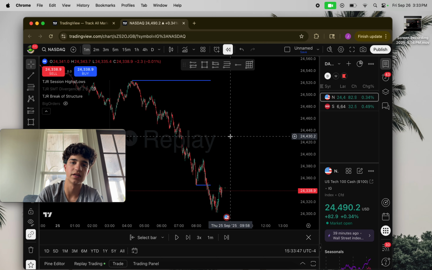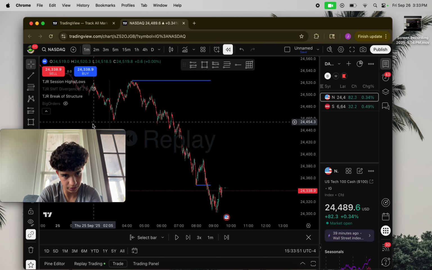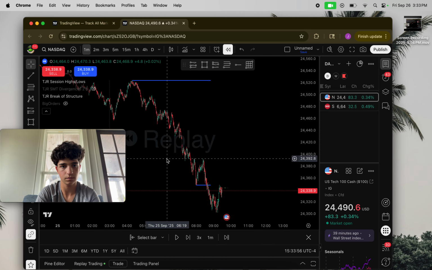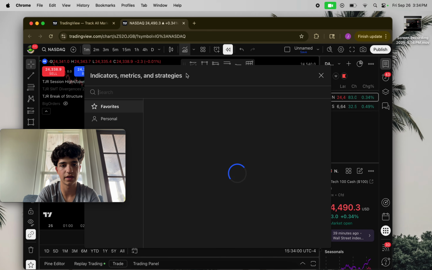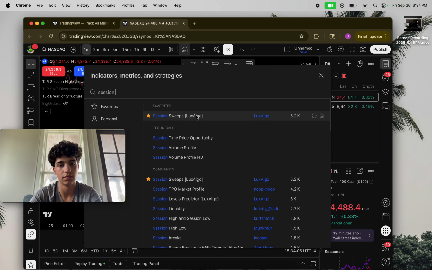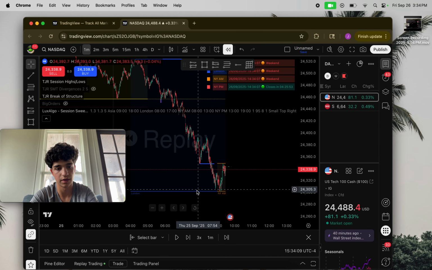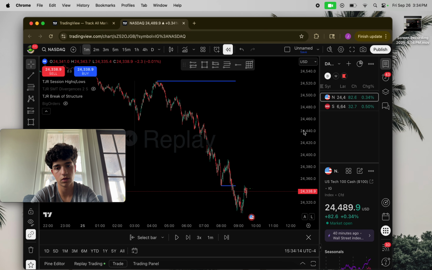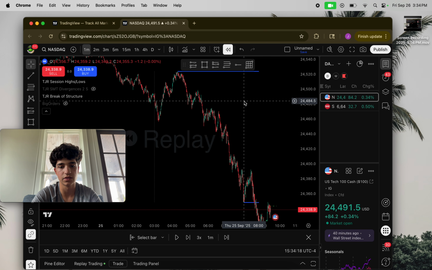How do we mark out London session highs and lows? The easiest way to do this is to equip an indicator that you can find in the indicators tab. Just search something like session sweeps by LuxAlgo, and then boom, you have your sessions. You can equip that, but because you're going to have to edit it a little bit, I would just do it this way, honestly.